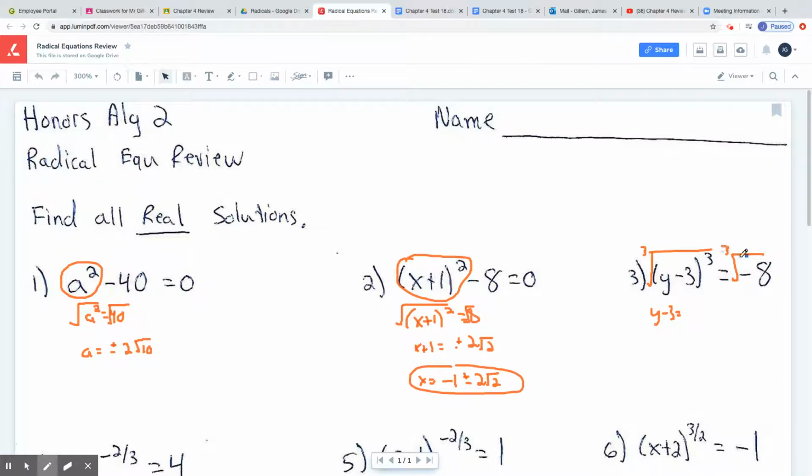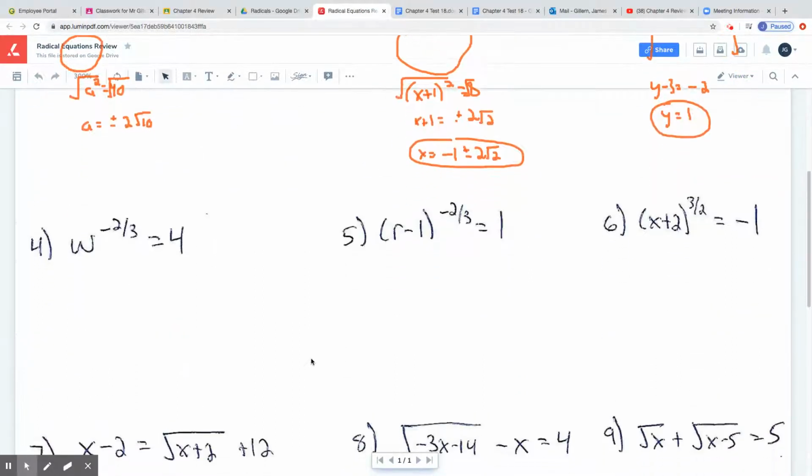What is the cube root of 8? It's 2. So the cube root of negative 8 is negative 2. And then you add 3 and you get 1. If you went back and plugged it in, you would see it works. 1 minus 3 is negative 2. Negative 2 cubed is negative 8.